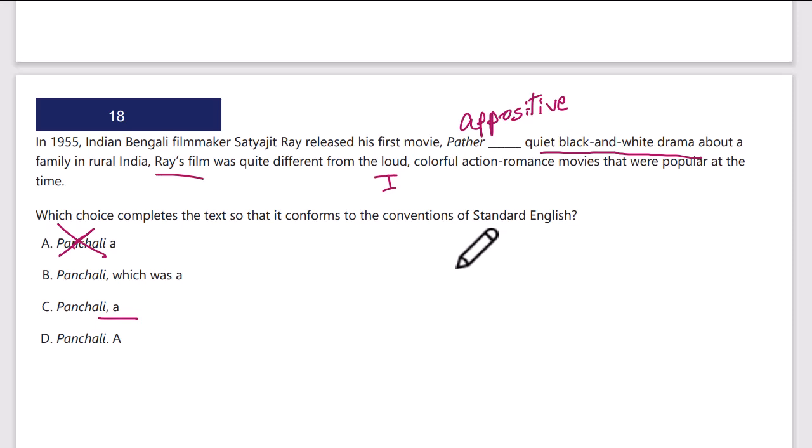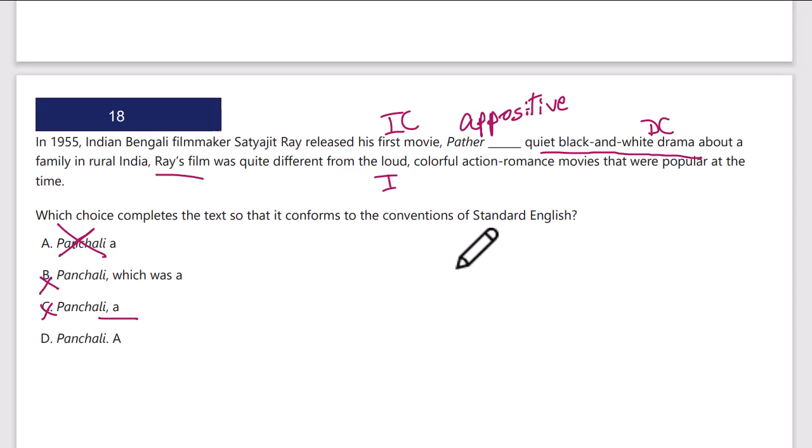So what would it be? Pather Panchali, which was a quiet black and white drama about a rural family in India. Ray, comma, Ray's film was quite... So the Indian Bengali filmmaker released his first movie, Pather Panchali. That's an independent clause. And then we have a dependent clause, right? A quiet... So that doesn't even work. So this isn't working, this isn't working. Boy, is it going to be a period?